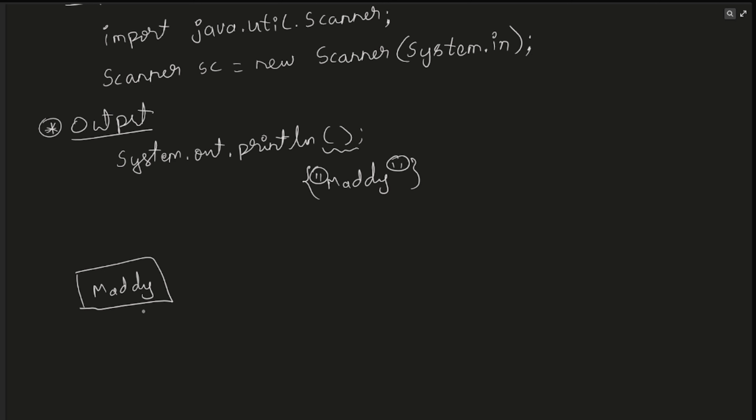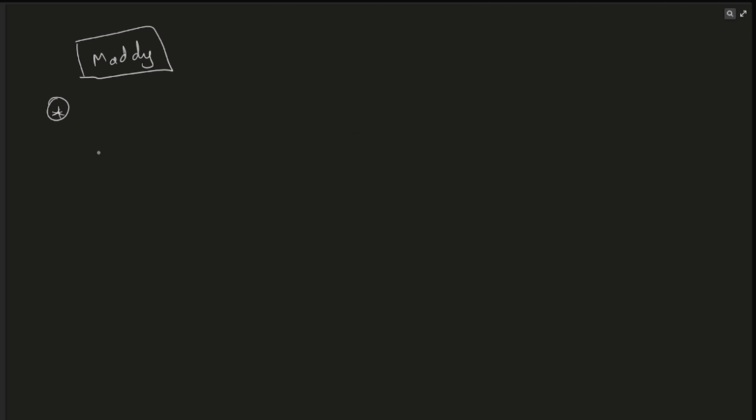Now we have a few things in the input. Let us see them. After instantiating a Scanner class, you need to use data type specific methods to enable Java to read those data. Let us see what those methods are. We have nextLine, which reads the whole sentence until the newline character is encountered.